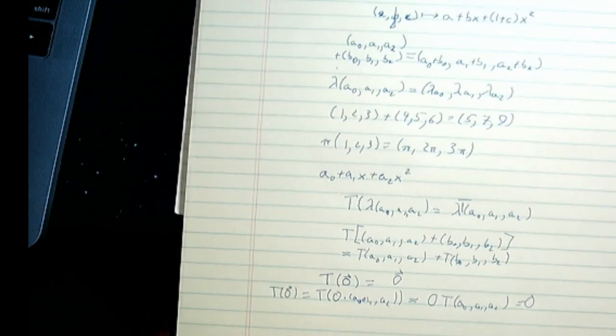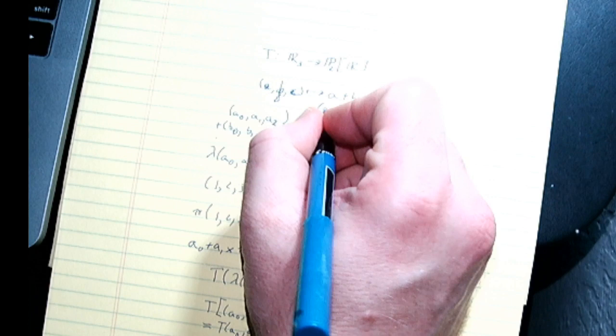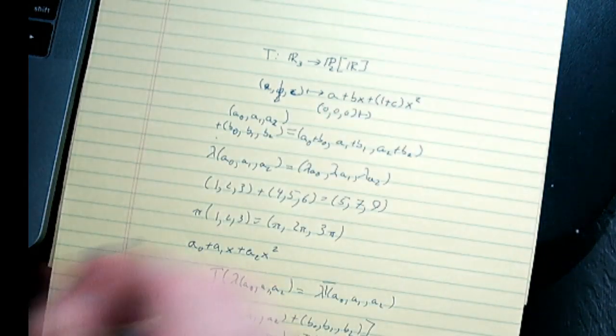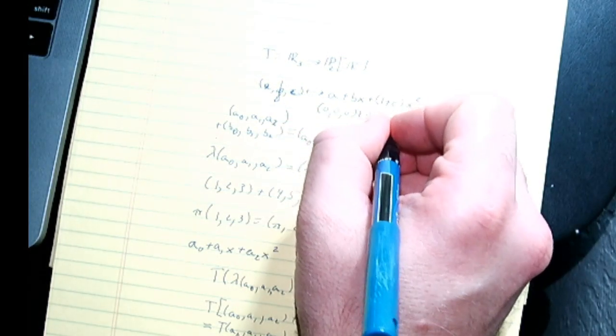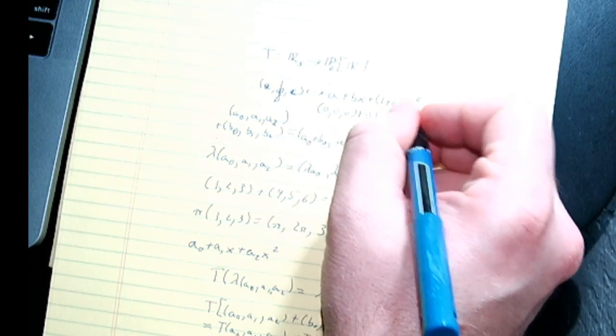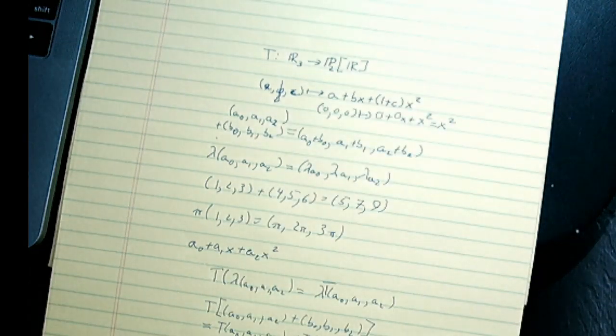So the question is, does this transform that we see up here respect this property? And the answer is, no, it really doesn't, because 0, 0, 0, which is the zero vector in R3, maps to 0 plus 0 times x, so far so good, plus 1 plus 0, which is 1 times x squared, so it's just x squared. So this transform doesn't respect the vector space properties. It doesn't respect multiplication by a scalar. It also doesn't respect addition, which is easy enough to check.